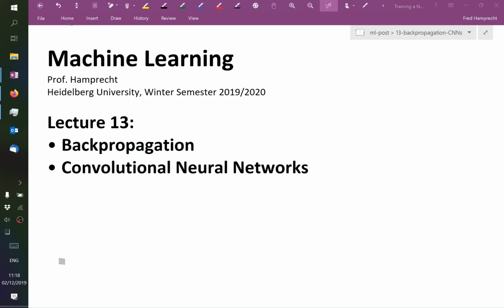All right, so today at last we come to backprop as a means to train neural networks, and we will also look at an important specific type of neural network, the one that has become most successful in the last decade, namely convolutional neural networks. All right, but first, why backprop at all?